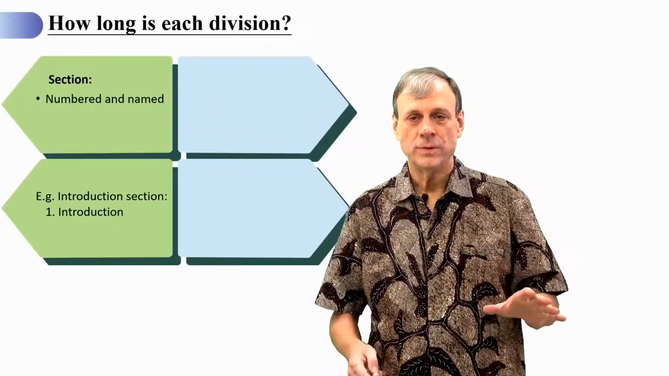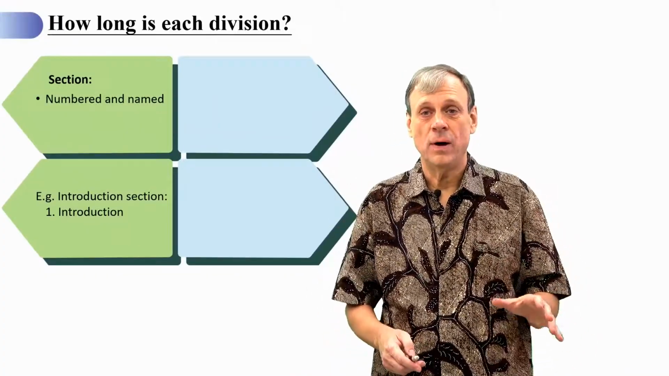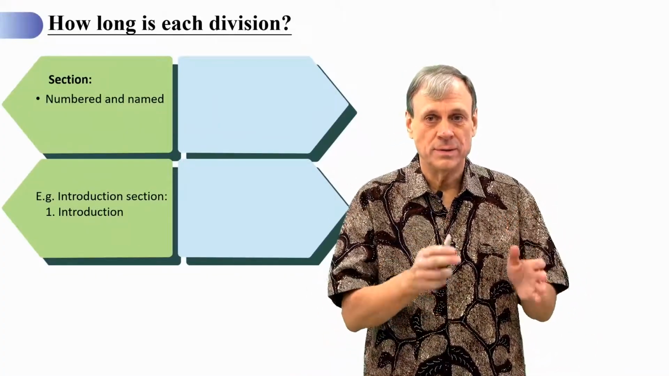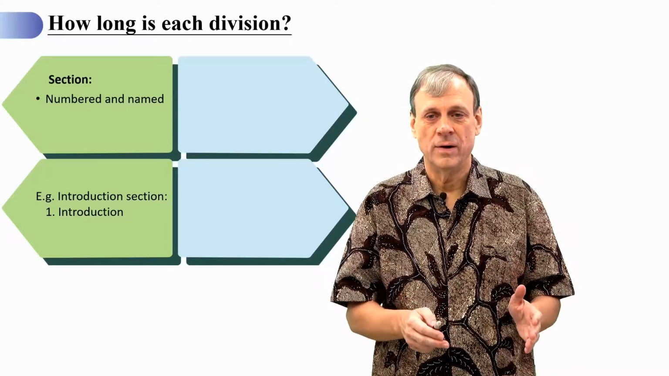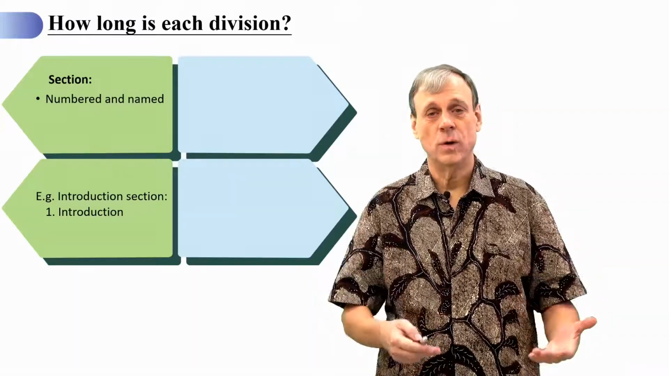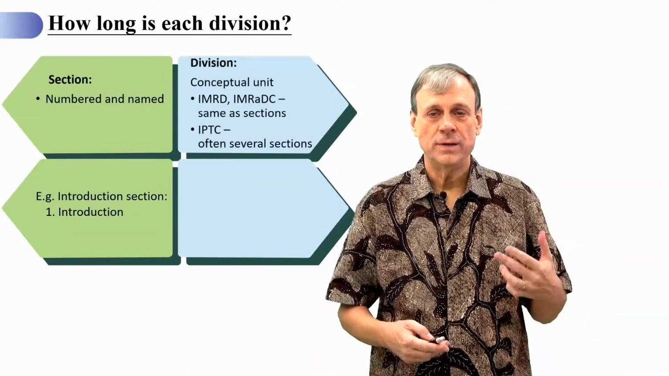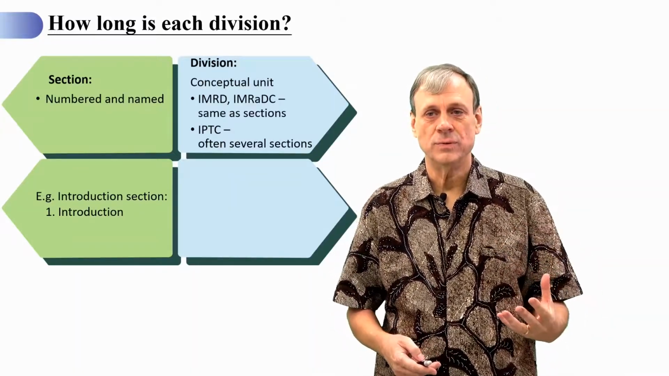Now, remember, we're using different words here that both mean part. Sections are the numbered, named parts of an article. For instance, section 1, introduction. On the other hand, division is a conceptual unit.